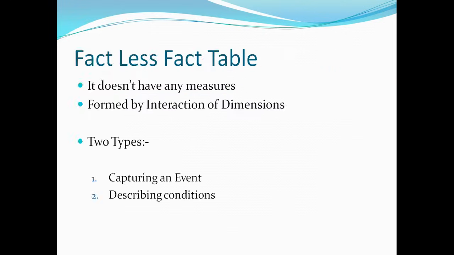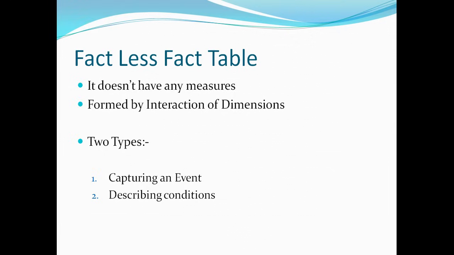Now let's see two different kinds of fact tables. These were the three main fact tables that we discussed as of now. There are a few other types of fact tables that are slightly different, or they are actually made from these standard types of fact tables. Let's discuss the factless fact table.